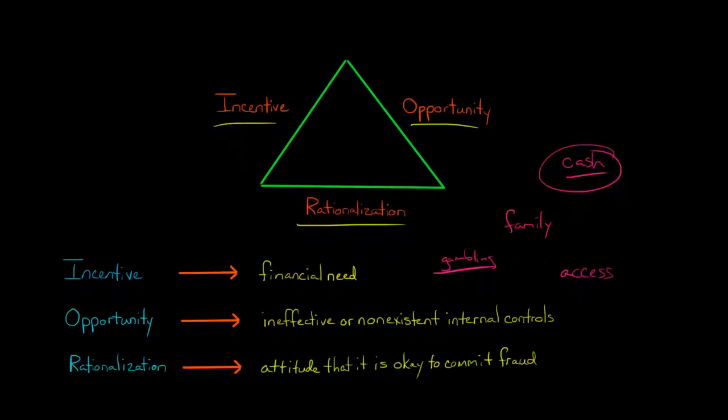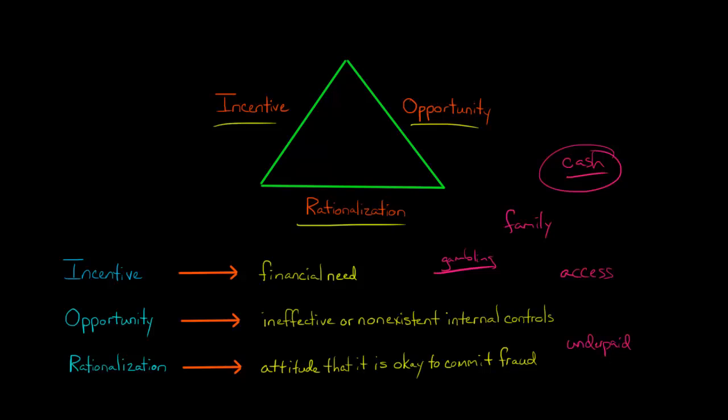So they need an incentive to steal. They need the opportunity to steal. But then they need to be able to have an attitude that tells them in their mind that, okay, it's all right for me to go and commit this fraud. We call this rationalization or justification. What kind of attitude might somebody have? They might say, well, you know what, I'm underpaid. This company doesn't pay me what I'm worth, so it's okay for me to steal the money.